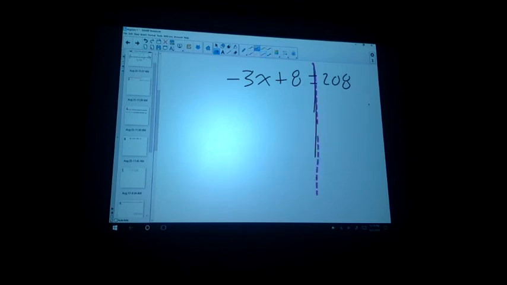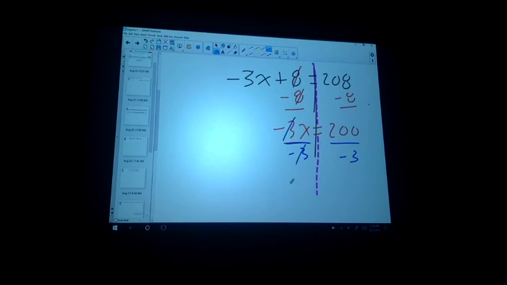All right. What should I do? Subtract 8 from both sides. Awesome. So that's going to cancel. So I get negative 3 times x is equal to 200, right? And then how do I get x all by itself now? Yes, good. Divide by negative 3.